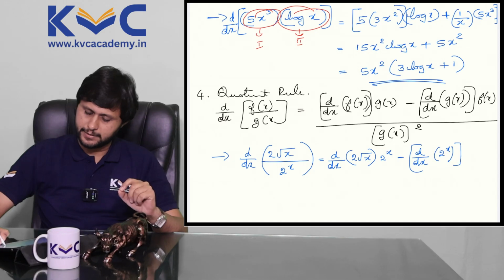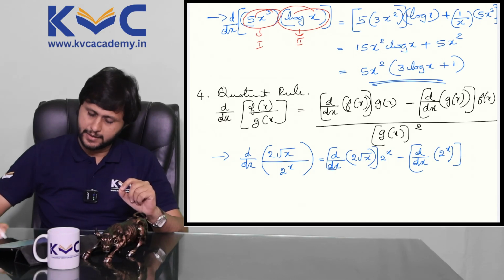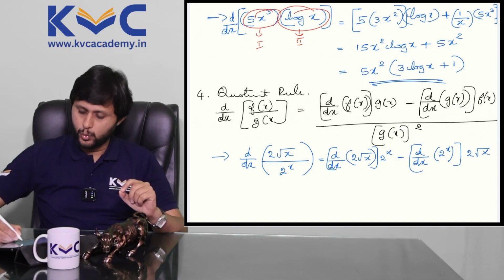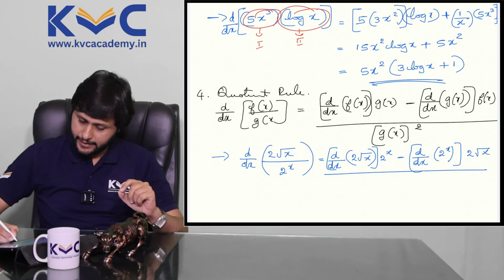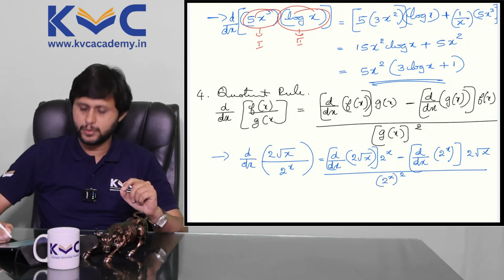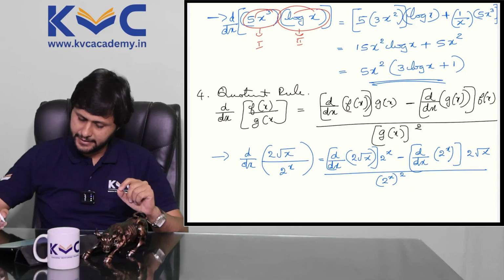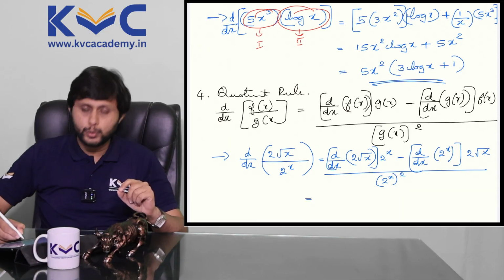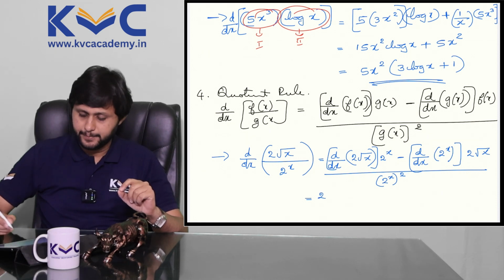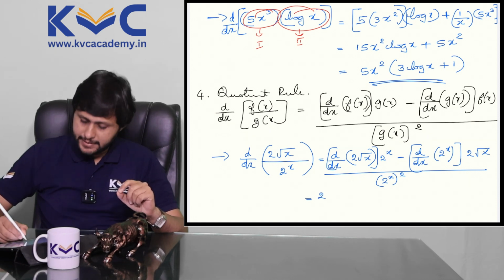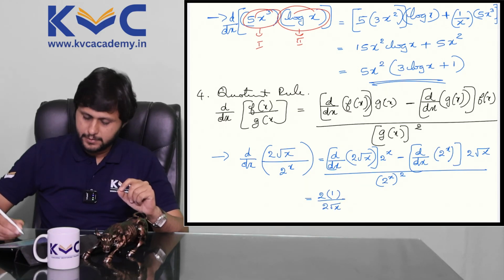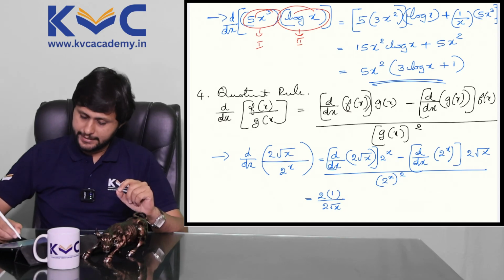Numerator as it is. Make sure you put these brackets, okay? Numerator as it is, 2 root x. All divided by denominator square. Denominator is 2 to the power x, right? 2 to the power x whole square. Fine. Now simplifying this, 2 root x, keep 2 outside. Differentiation of root x is 1 by 2 root x.